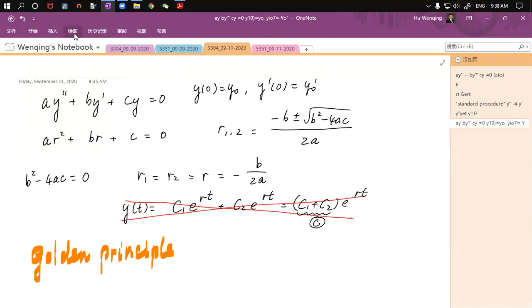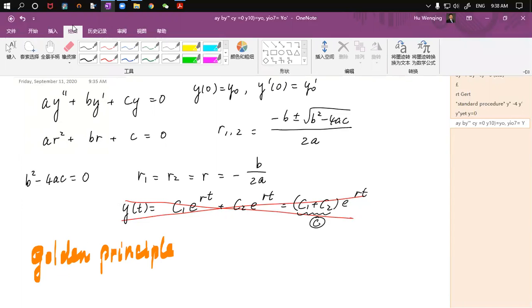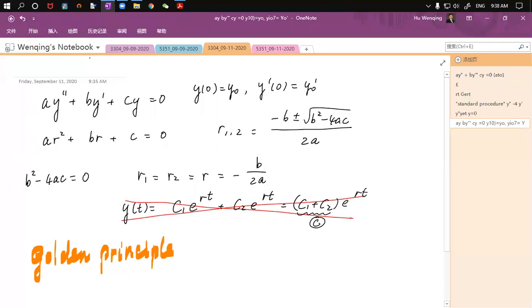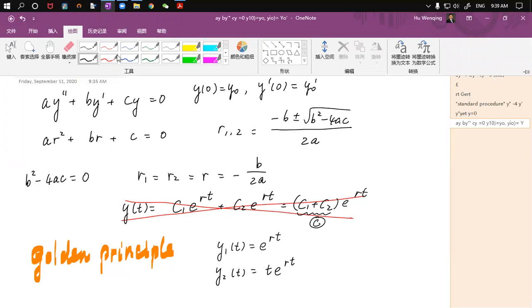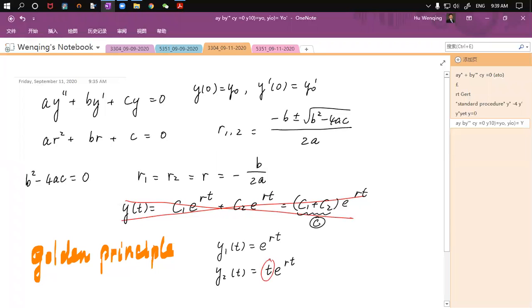By the golden principle, the first solution y1(t) is e^(rt), and then y2(t) is going to be t times e^(rt). So there's a t times e^(rt) inserted here. That's why the principle is golden: if you want to create another solution of your problem, you just insert the t.